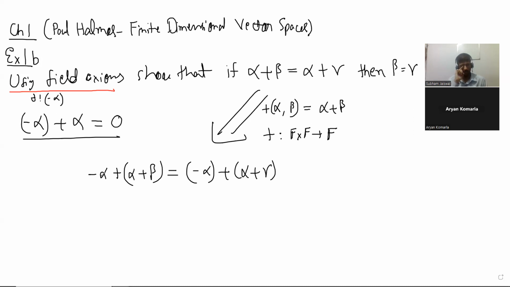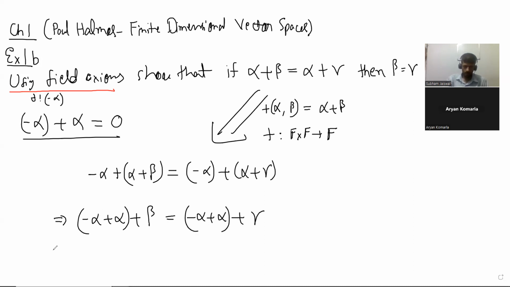Now we can move around the brackets because of associativity. So the left hand side we can write as (minus alpha plus alpha) plus beta. Right hand side, (minus alpha plus alpha) plus gamma. This gives 0 plus beta is equal to 0 plus gamma. Then using the definition of 0, beta is equal to gamma. Good, nice. So this is it.